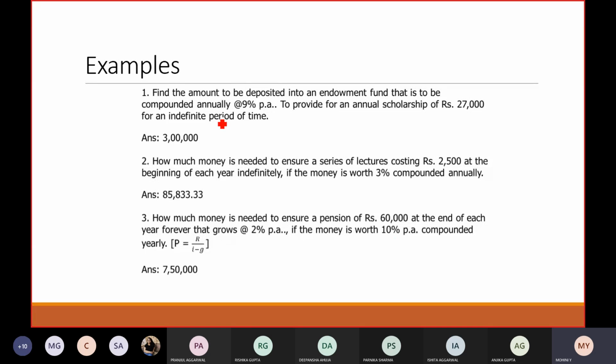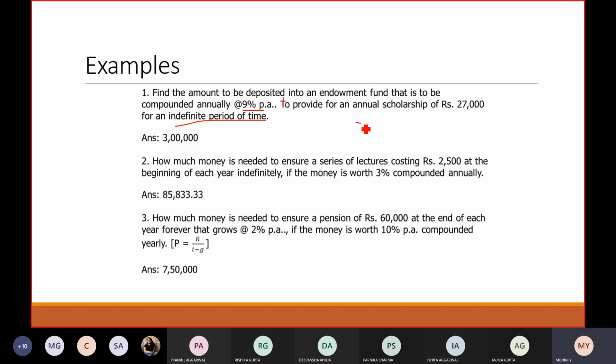Okay, so these are the 3 questions that we will do today. So first one is: Find out the amount to be deposited in an endowment fund that is to be compounded annually at the rate of 9% per annum, to provide for an annual scholarship of rupees 27,000 for an indefinite period of time. So यहाँ से it is clear that it is not continuous, it is perpetual because the period is not fixed. Okay, so we'll use a direct formula.